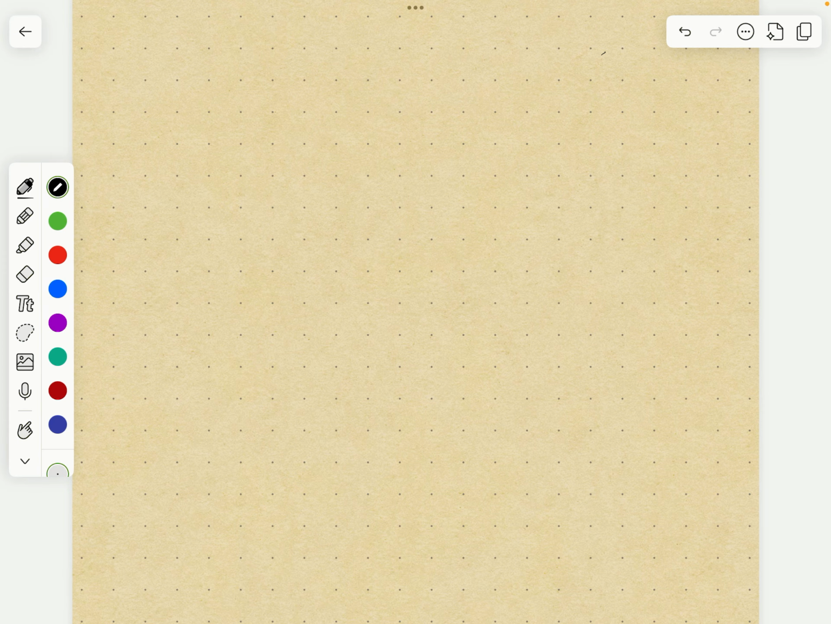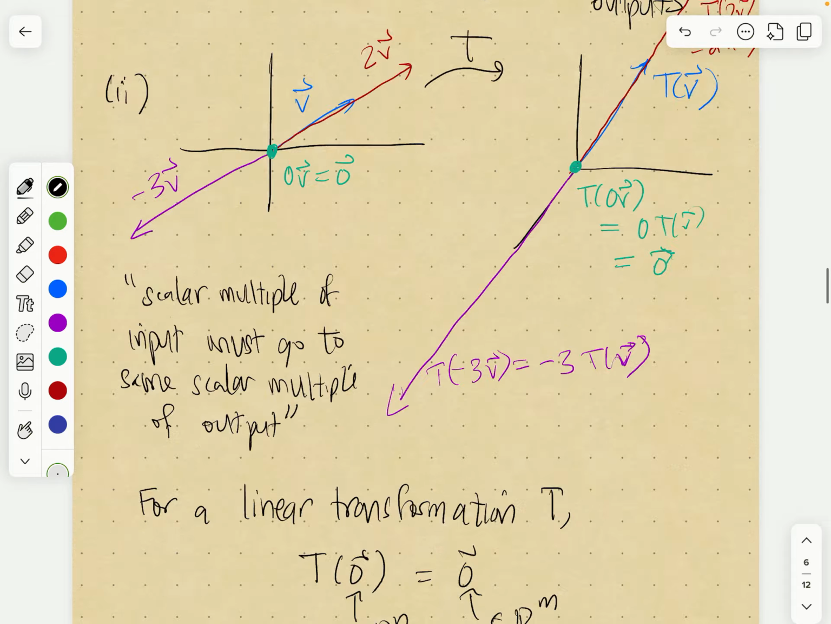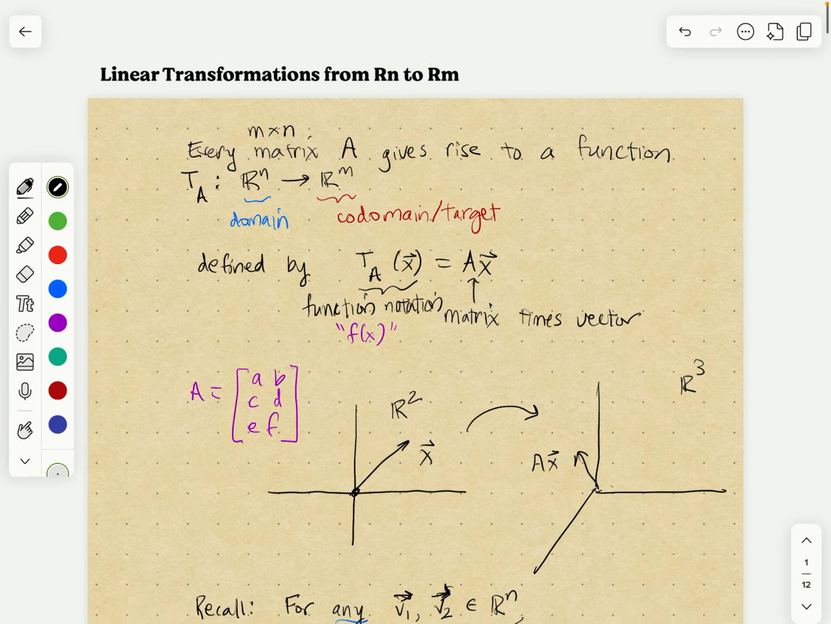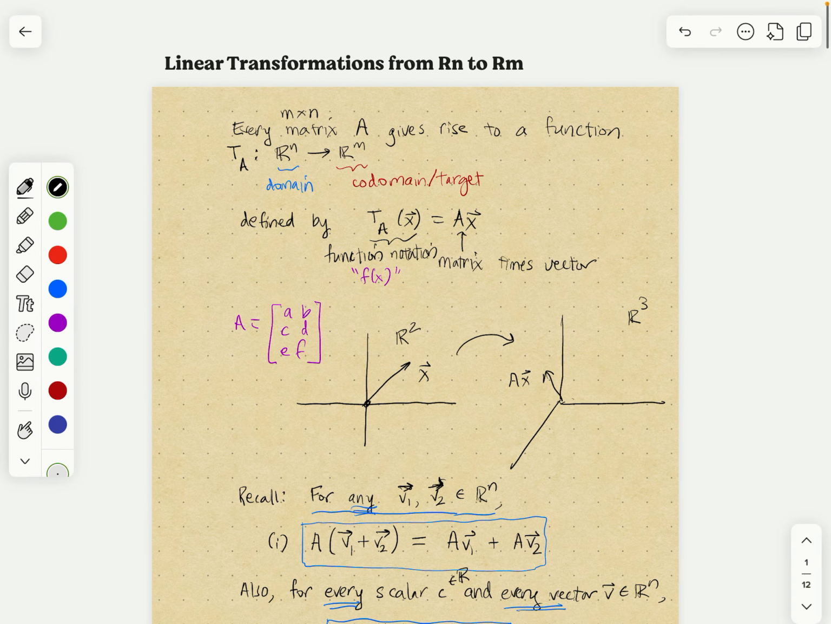Hello, this is the third video on linear transformations. Let's just review everything we've talked about. If you have a matrix A, we get a function that sends a vector x to A times x.